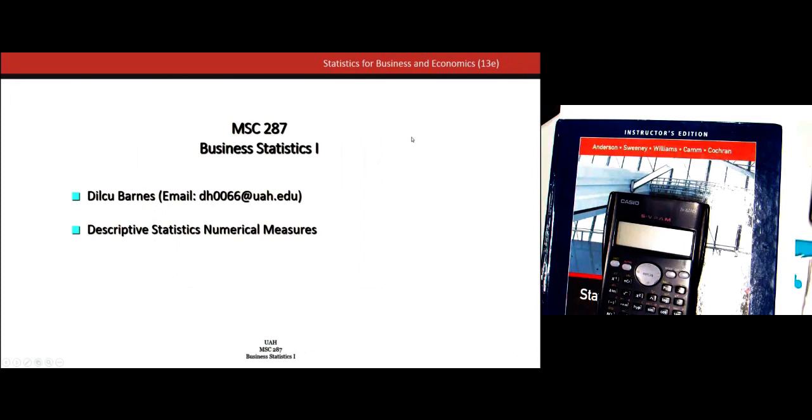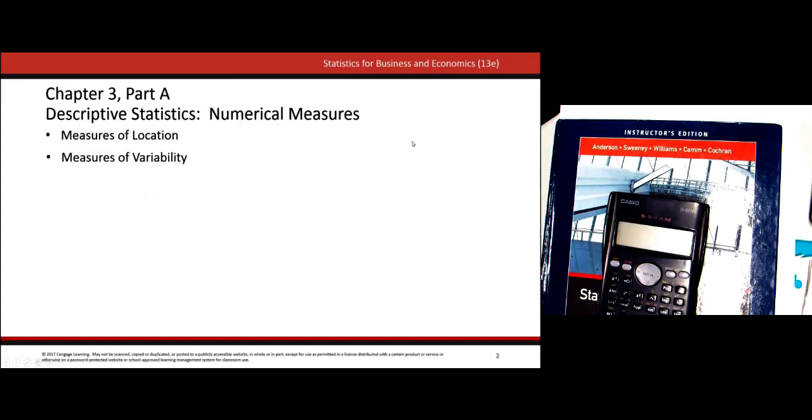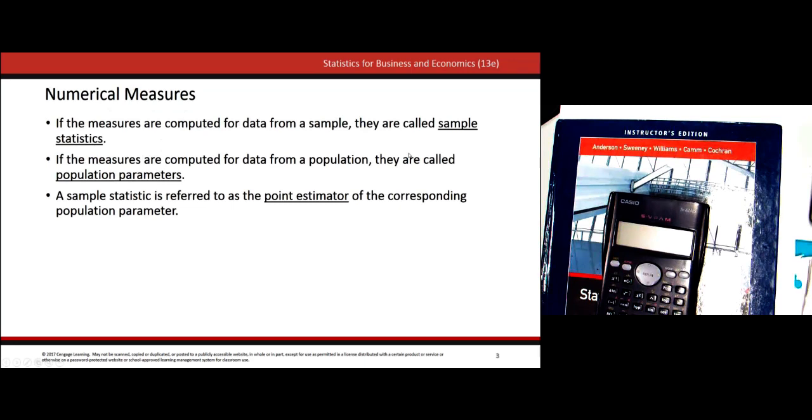Now we will discuss descriptive statistics, numerical measures. We will discuss measures of location and measures of variability. If the measures are calculated for data from a sample, they are called sample statistics, such as sample mean, sample median, sample standard deviations.